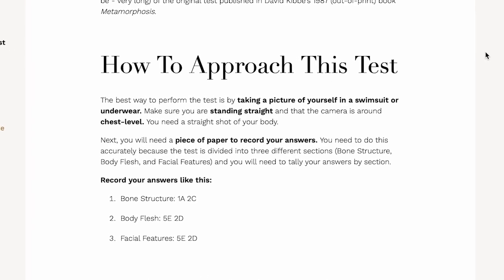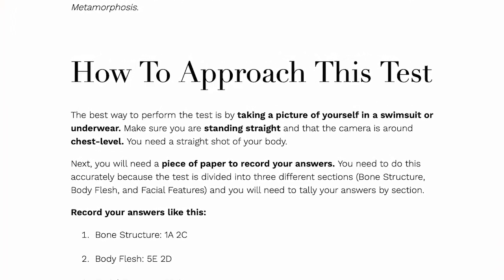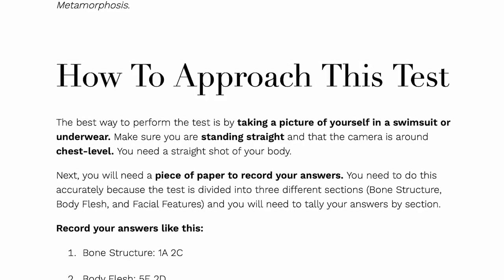So I think I'm ready to take the test. I am using the Concept Wardrobe's website, and it says the best way to perform the test is by taking a picture of yourself in a swimsuit or underwear. Make sure you're standing straight and that the camera is around chest level. You need a straight shot of your body. So I have used this very flattering image, and hopefully it's the best representation of my body that I can get.